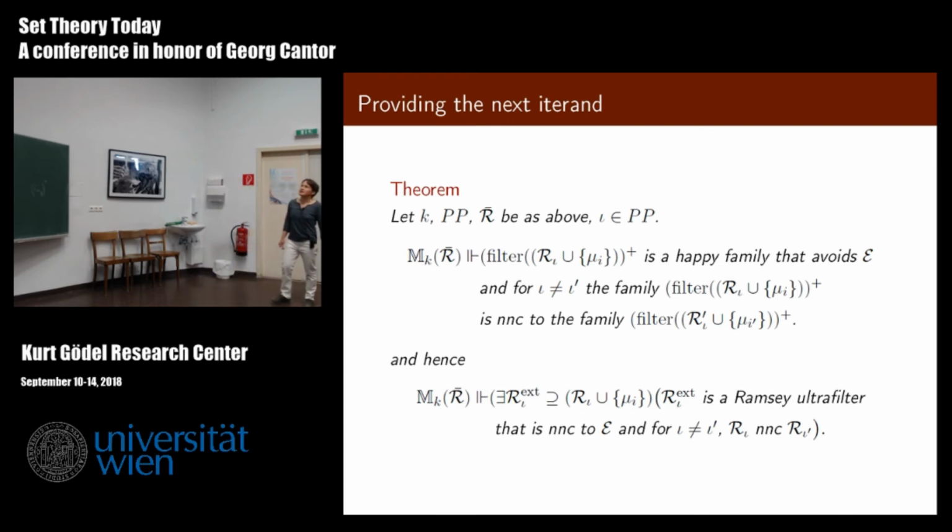again. So we take the positive sets here. The filter generated by this and the positive sets, we had it already in a selective co-ideal or happy family, and it avoids the E. It's not nearly coherent to this one, the P-point is preserved, and even the members are pairwise not nearly coherent in this generalized notion. And then I can do Mathias's apparatus under CH. We can even construct the next extension, which is Ramsey.